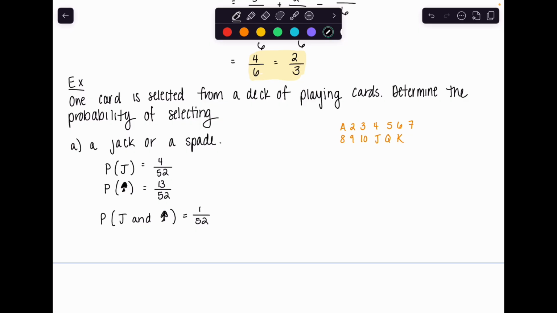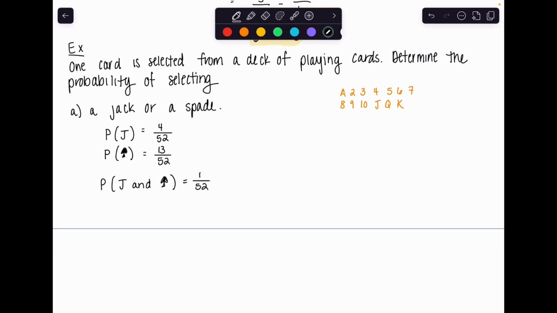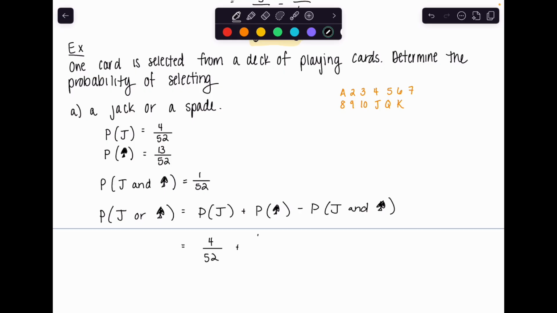Okay. So my probability of getting a jack or a spade is, I take the probability of getting a jack, I add the probability of getting a spade, and then I subtract the probability of having overlap. So a card that is a jack and a spade. My probability of getting a jack is 4 out of 52. Probability of getting a spade is 13 out of 52. And then my probability of getting a card that is a jack and a spade is 1 out of 52.